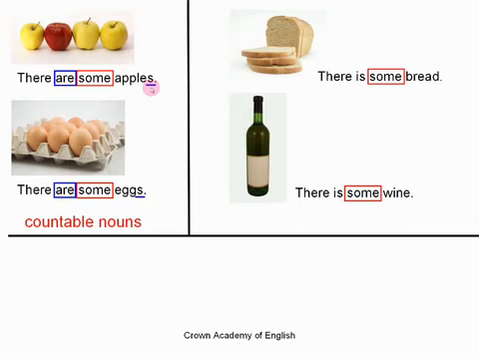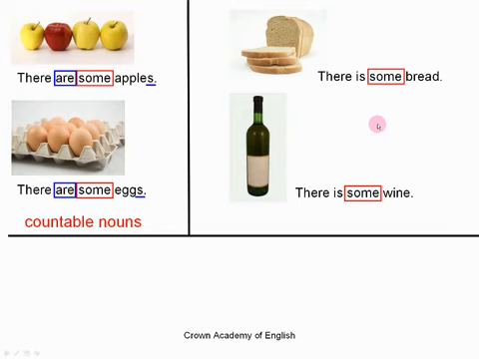So these on the left, they are examples of countable nouns. Countable nouns are nouns which are separate objects. We can count them. And a countable noun can exist in the singular and also the plural. Here, for these examples, they are in the plural. So we use the word some in positive sentences for countable nouns which are in the plural. Okay.